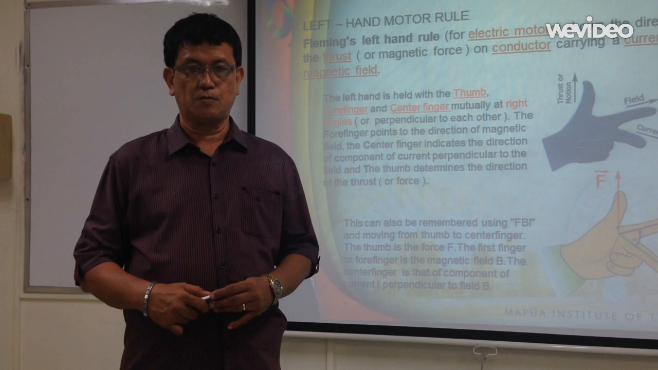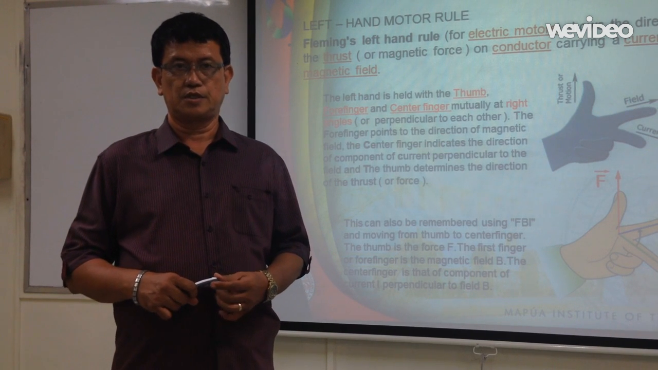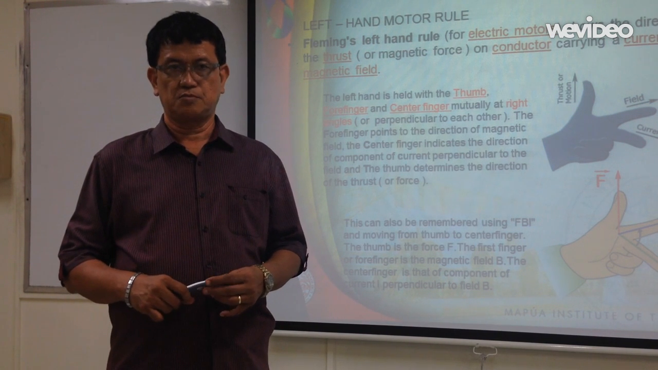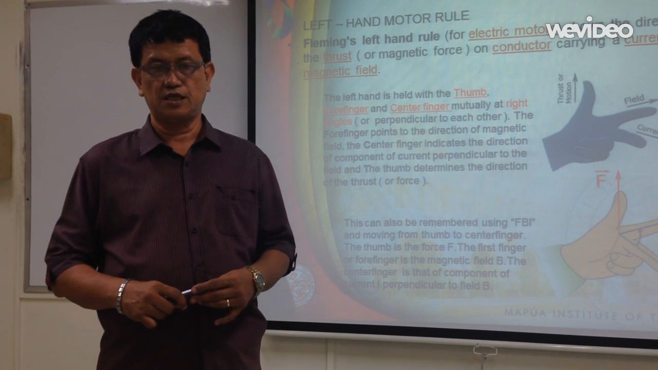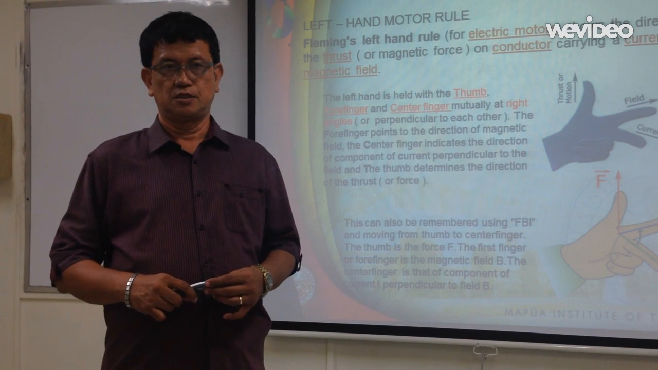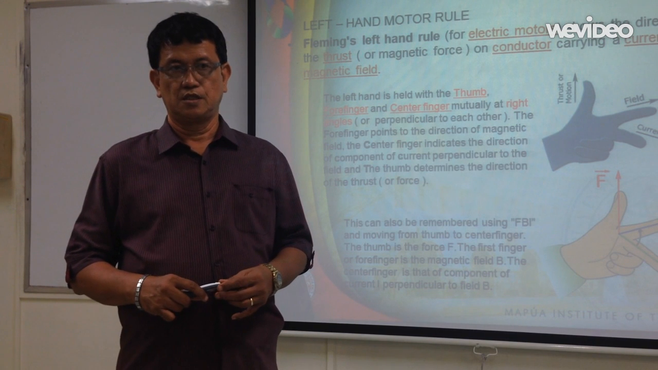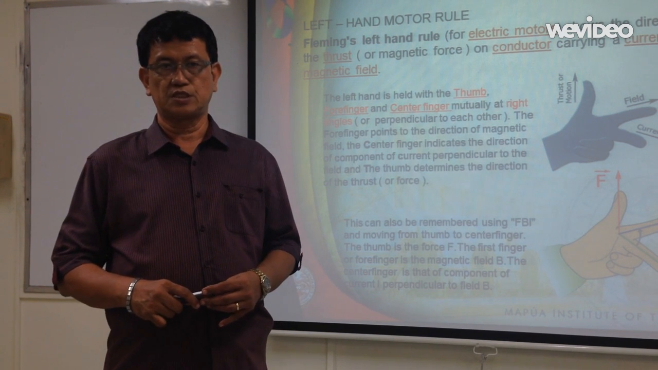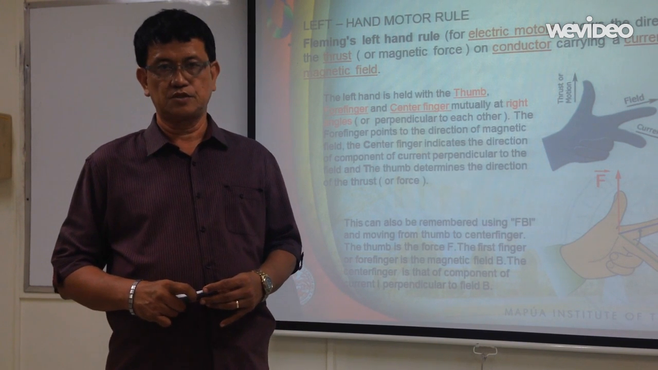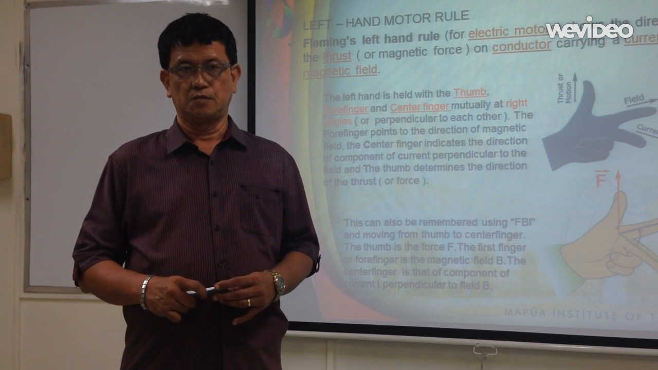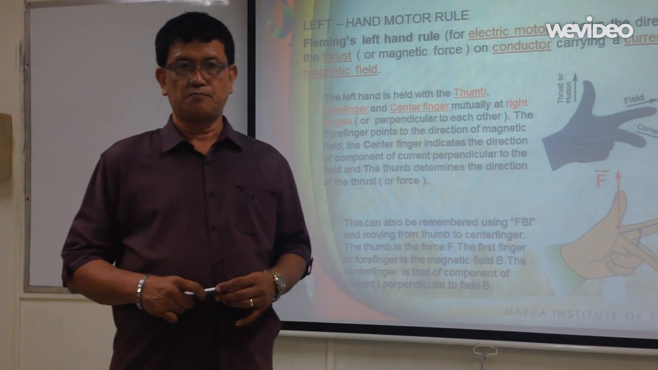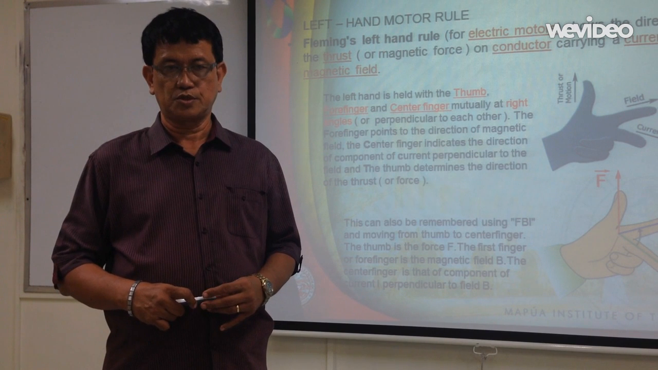So in a problem, whatever are the given directions of the magnetic field and the current, just apply the left-hand motor rule with the left hand, with the forefinger, center finger, and the thumb perpendicular to each other, by pointing first the forefinger to the direction of the magnetic field, then set the current to the direction of the component perpendicular to the magnetic field, so wherever the thumb points indicates the direction of the force.